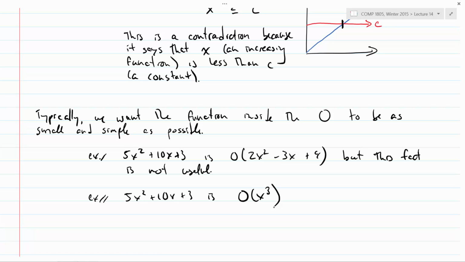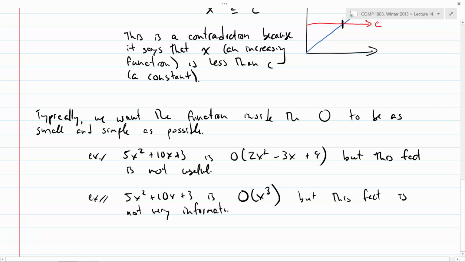So this is true, but not very useful. And in fact, I should say it's not very informative. That being said, if on a test or an assignment I ask you to prove that 5x squared plus 10x plus 3 is big O of x cubed, you should do it happily. And it should be easy because it's definitely true. It's true with a lot of slack, if you like. Any questions about these guidelines?